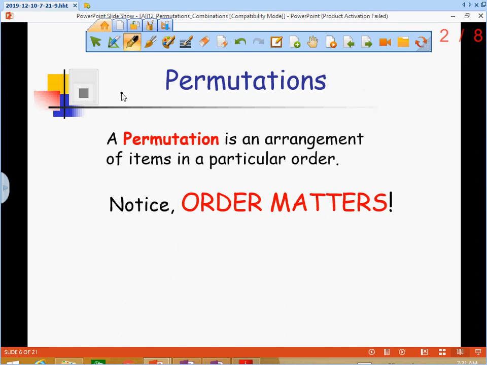Okay, let's start permutation. A permutation is an arrangement of items in a particular order. So order is very important. For example, if you are arranging two letters A and B, AB and BA are two orders. It's not the same. I'm not combining two letters. AB is not the same as BA.